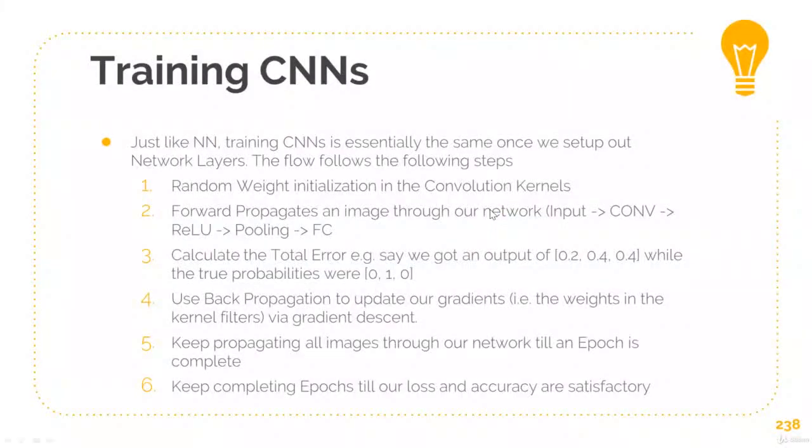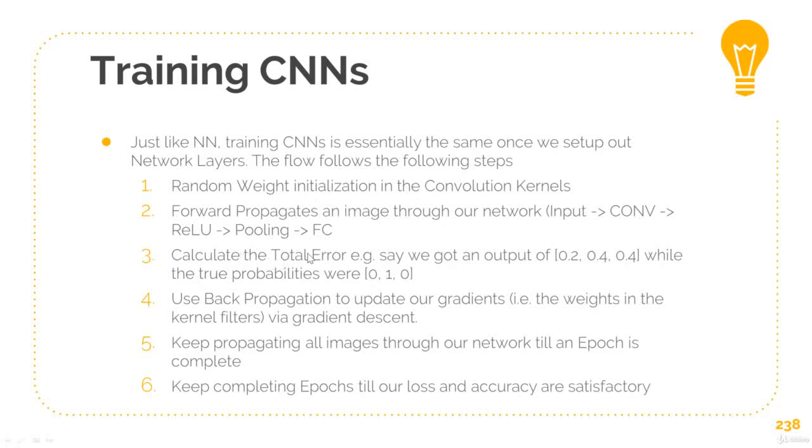So how do we train CNNs? Just like in neural nets, training CNNs is essentially the same thing, okay? So we have a random weight initialization of the convolutional kernels. That's all our kernels we described before. They basically start with random values. Then we forward propagate one sample image through our network, through all these layers here.